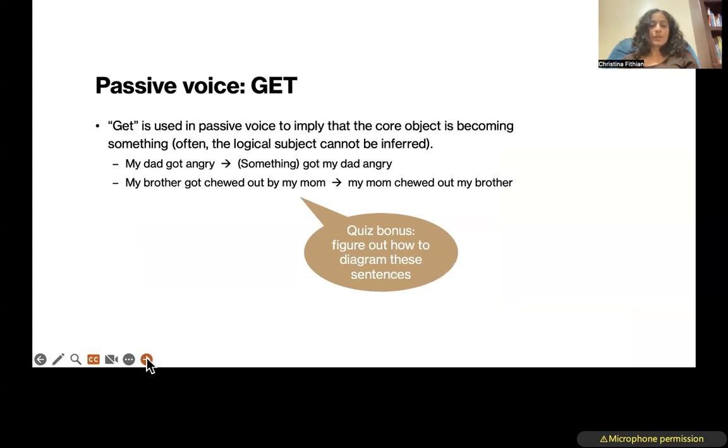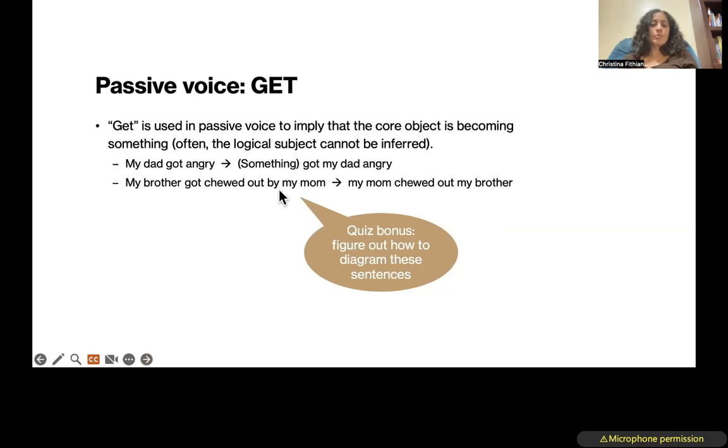Okay, so I'm briefly going to talk about the word get. We actually use get as kind of like a pseudo-passive, and it implies that the core object is becoming something. Usually they're transitioning from one state to another. Usually the logical subject can't be inferred. So let's take, for example, my dad got angry. In this case, something got my dad angry.